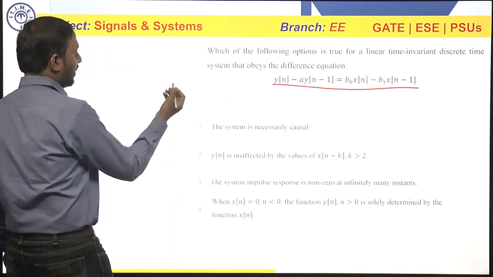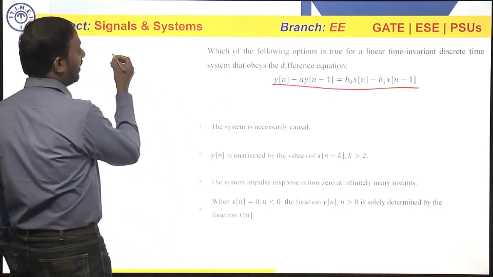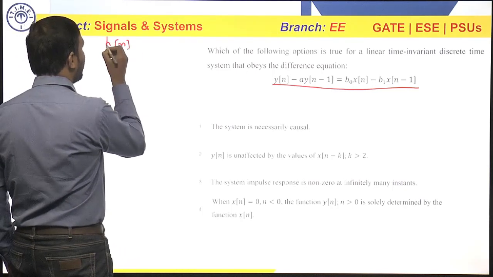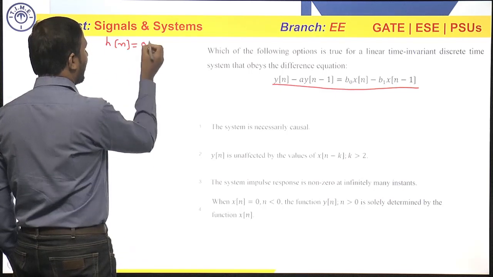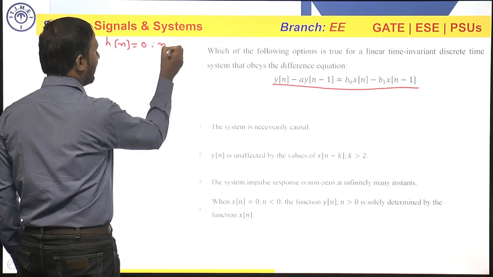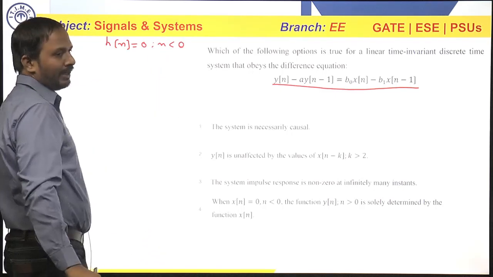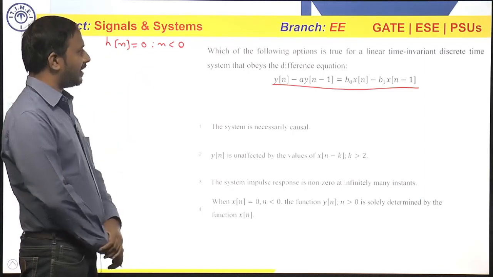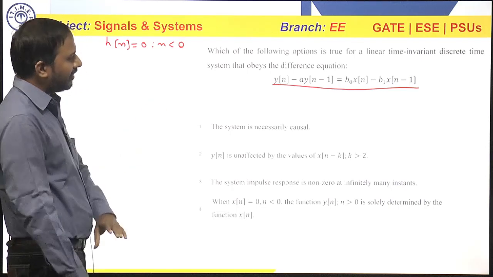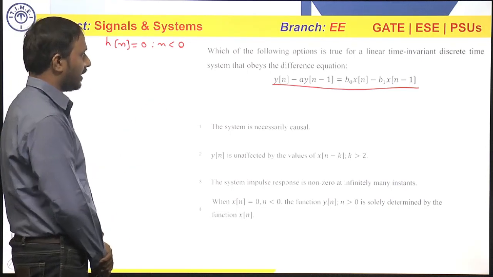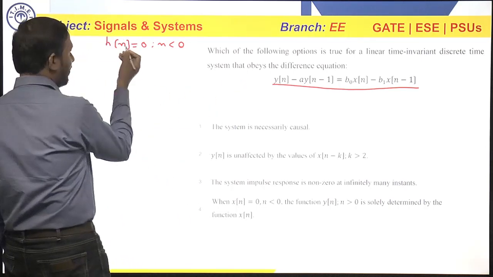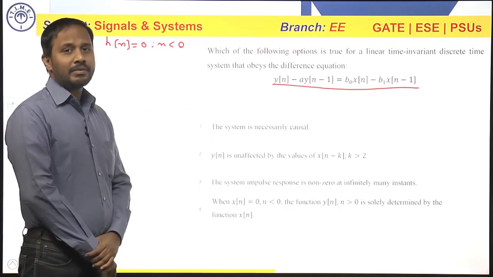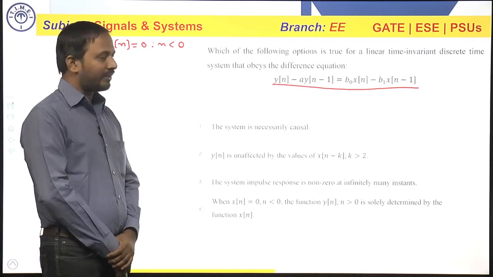See here, causal means we know that for an LTI system to be causal, its impulse response h of n, when calculated, must be 0 for n less than 0 for a discrete time LTI system. For a continuous time LTI system, h of t must be 0 for t less than 0. Now we will see whether this happens or not here. Impulse response means let us find out the transfer function, and the inverse Z transform of the transfer function will give the impulse response.